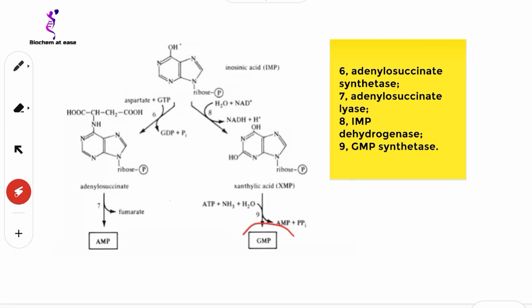For synthesis of GMP, the IMP is oxidized in the presence of water to form XMP, that is xanthylic acid. The reaction is catalyzed by IMP dehydrogenase, and XMP is then aminated to GMP by the enzyme GMP synthetase.